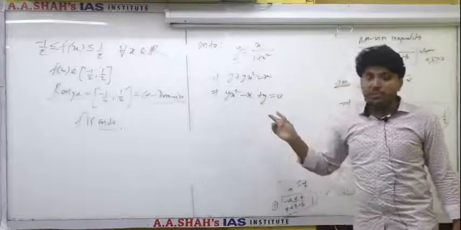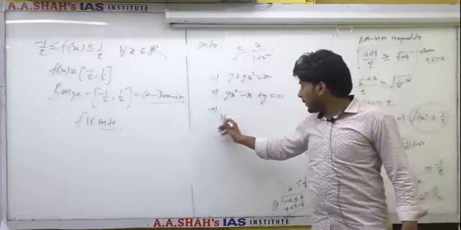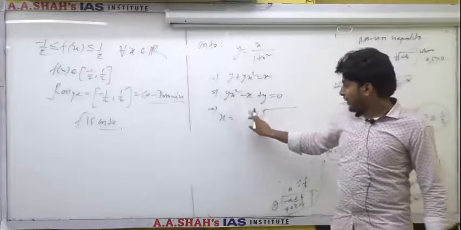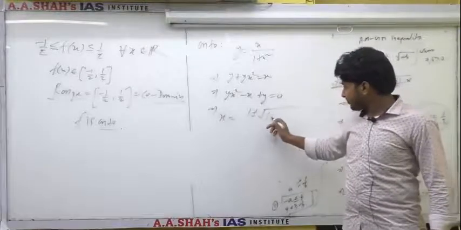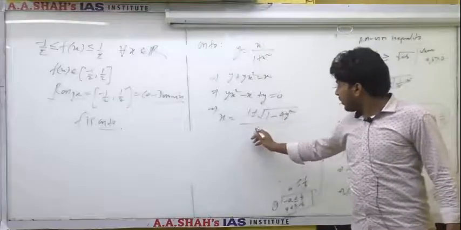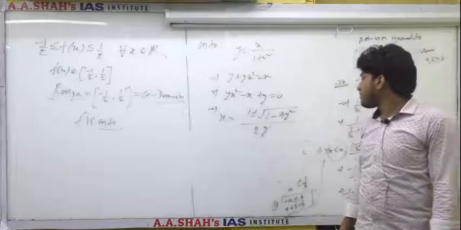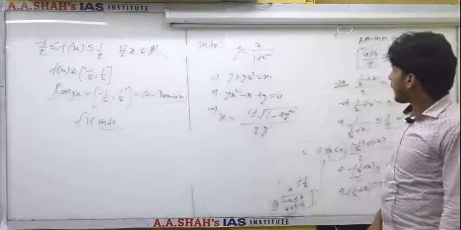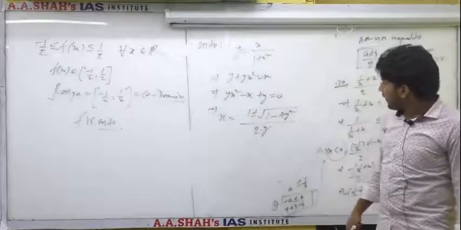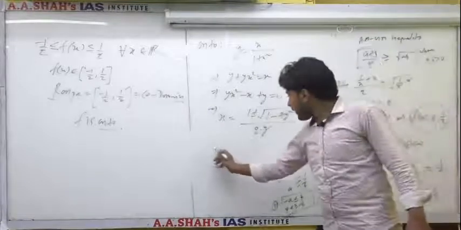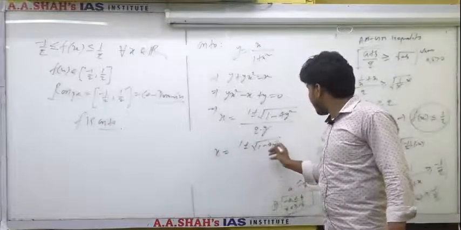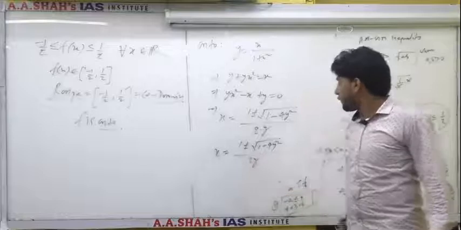This is a quadratic equation in terms of x. By applying the quadratic formula, x is equal to minus b plus or minus root under b square minus 4ac, upon 2a. So we have x equal to 1 plus or minus root under 1 minus 4y square, upon 2y.